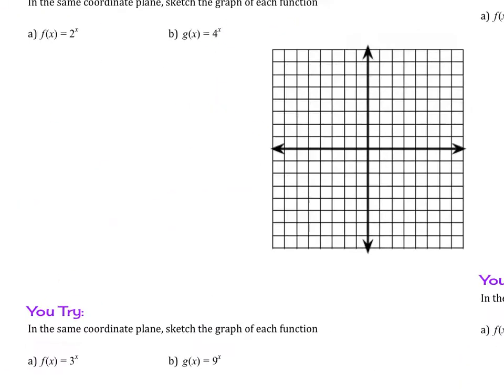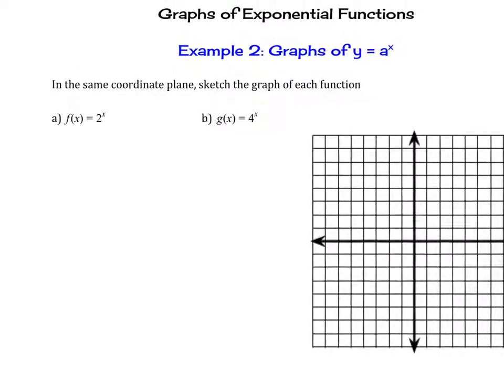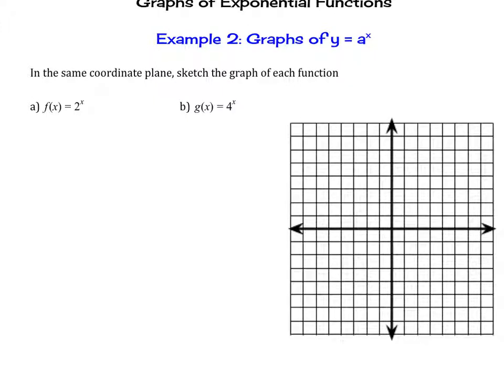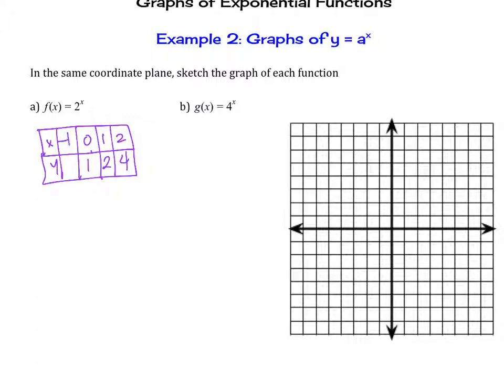Let's look at graphs of y equals a to the x. So in the same coordinate plane, we're going to sketch 2 to the x and 4 to the x. So we're just going to pick a couple of points to graph. And so we want to think about, what are good values to choose for 2 to the x. And one that you should always choose is 0, because 2 to the 0 is 1. Then we'll choose 1, that is 2. If you choose 2, that's 4. If you choose negative 1, so remember that's 2 to the negative 1, that is 1/2.